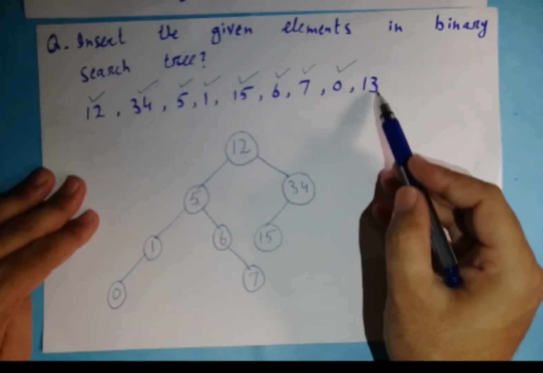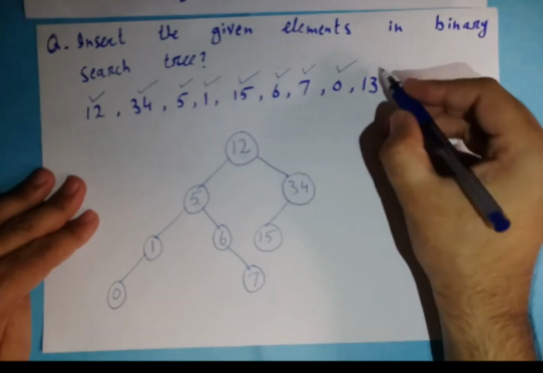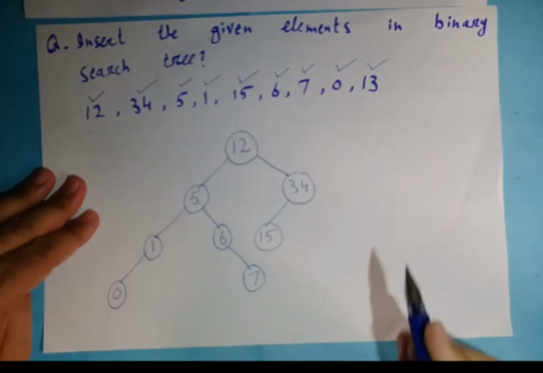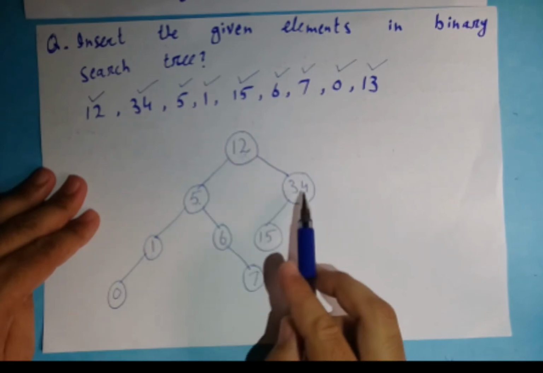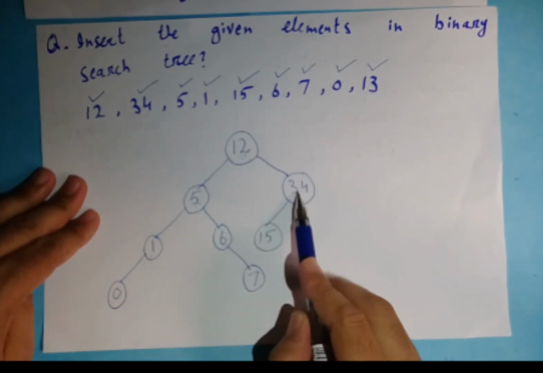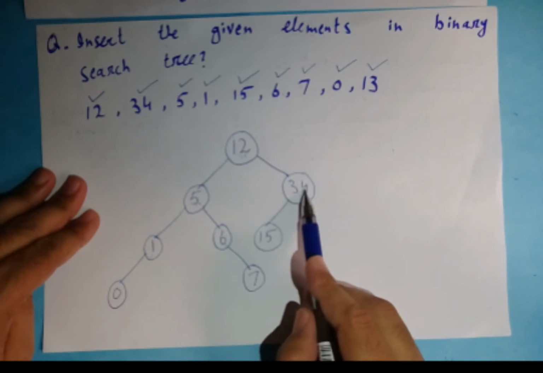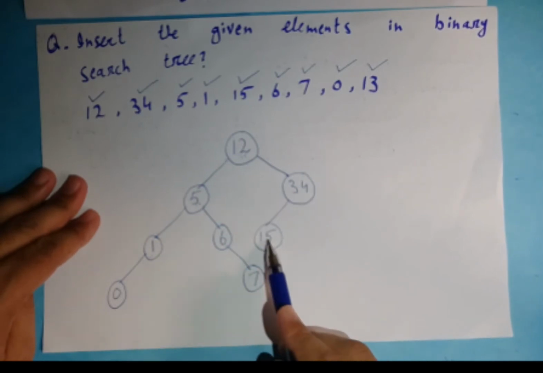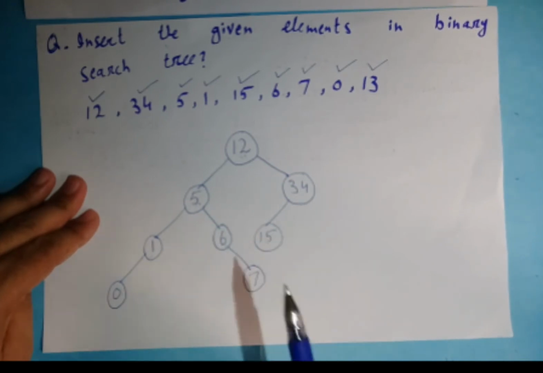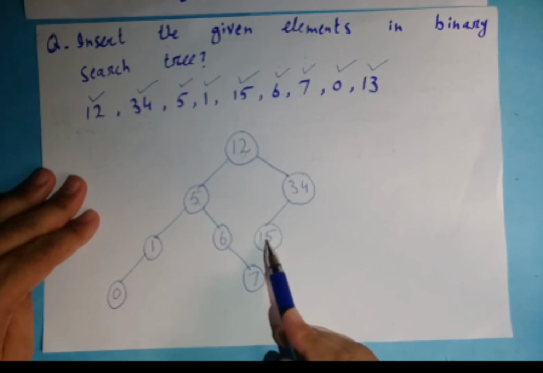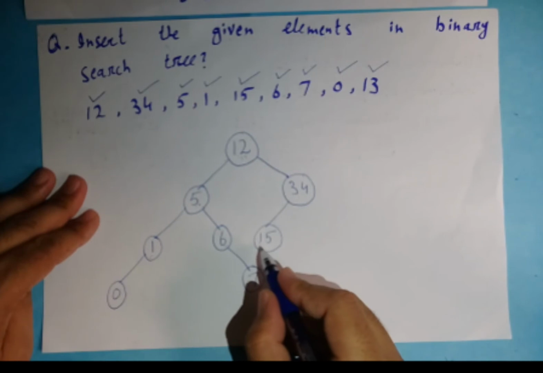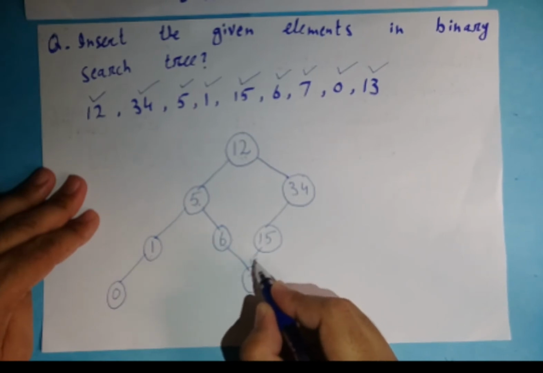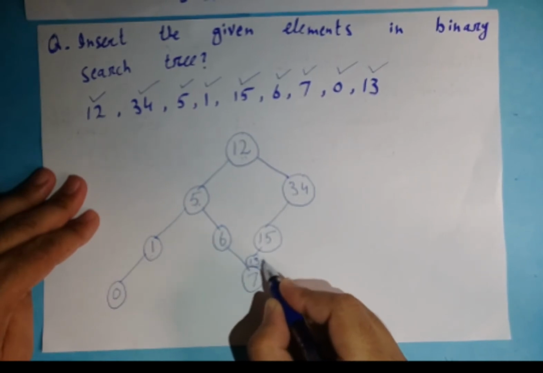Now the last element of the given elements is 13. So 13 is greater than 12, so I'm gonna go on the right hand side. So here I see 13 is less than 34, so now I'm gonna go on the left hand side. Now here is 15. Now I know that again 13 is also less than 15, so again I'm gonna go on the left hand side. Why? Because 13 is less than 15, so here I just make the node of 13.